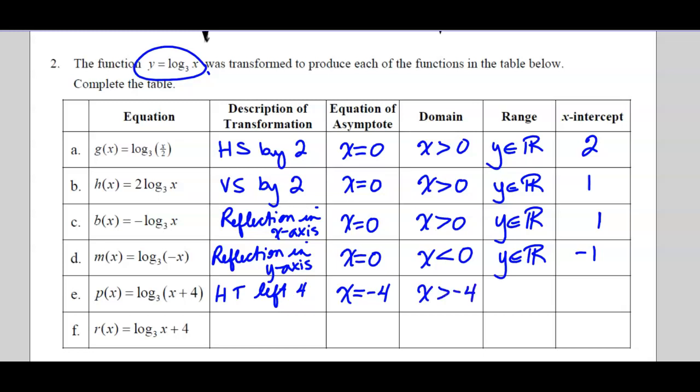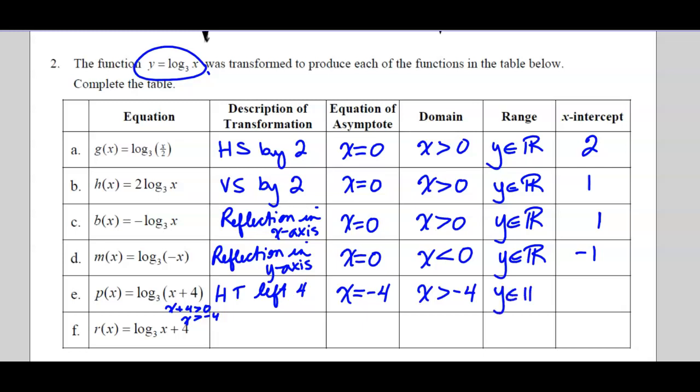And basically, think about it. We know that our argument has to be greater than 0. We've never done a log with a negative in the argument. So x plus 4 has to be greater than 0. You solve that, you get x greater than negative 4. Okay, that's your domain. So you can always just take the argument and set it to be greater than 0 and solve for x, and that's your domain.